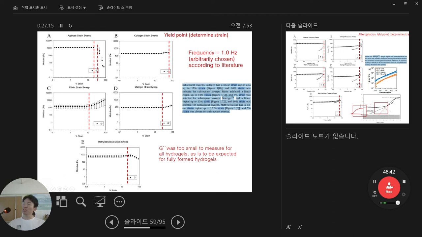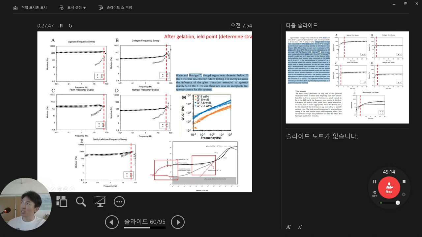This is a hydrogel. Hydrogel means they should be more viscous compared to a very elastic material. So normally G double prime is lower than G prime, so they show like this. Okay. And anyhow, when something changes, goes up and goes down, you can see the yield point. Okay. And then what is the next step? Frequency sweep, right? So you already determined the yield point, and then you fix the strain and change the frequency.